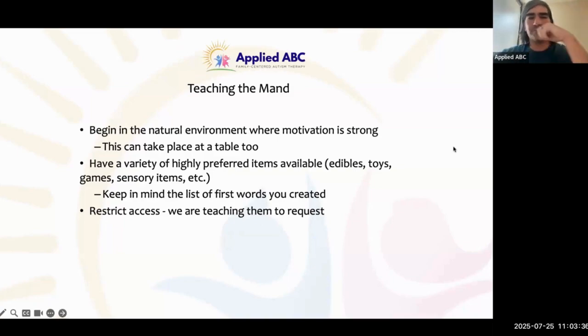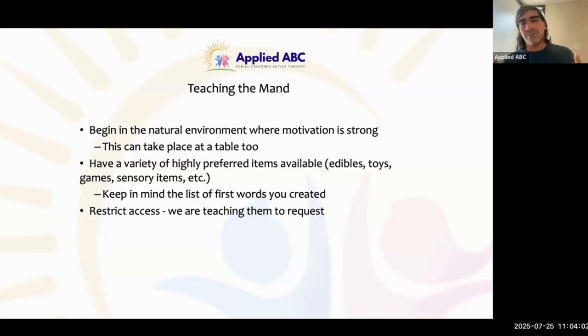Teaching the mand. Begin in the natural environment where motivation is strong. Let them ask for the things they want when they want them. Have a variety of highly preferred items available: edibles, toys, games, sensory items, etc. Keep in mind the list of first words you created. So mainly, I know I'm teaching these things and they're all here. That way, any one of these things they ask for, there it is.